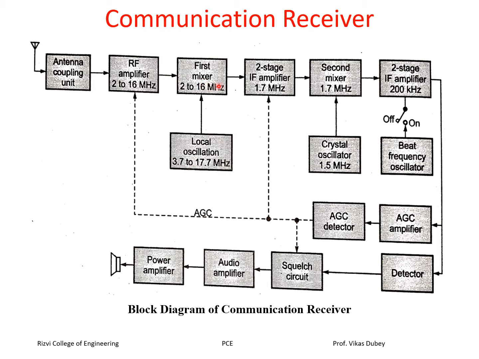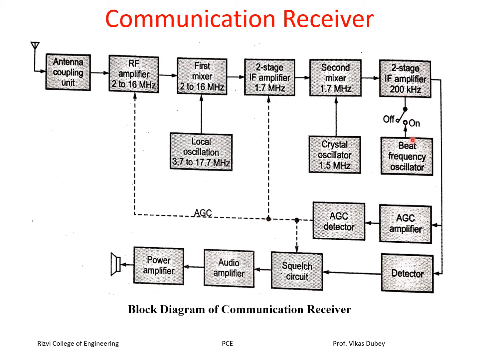Now the output of the first mixer goes to the first stage IF amplifier. Then the output is given to the second stage mixer, and then to the second stage IF amplifier. Why there is a need for two stages, we will discuss now. But if you observe properly, the first stage IF amplifier frequency is 1.7 megahertz, while the second stage IF amplifier frequency is 200 kilohertz, so it is lower.